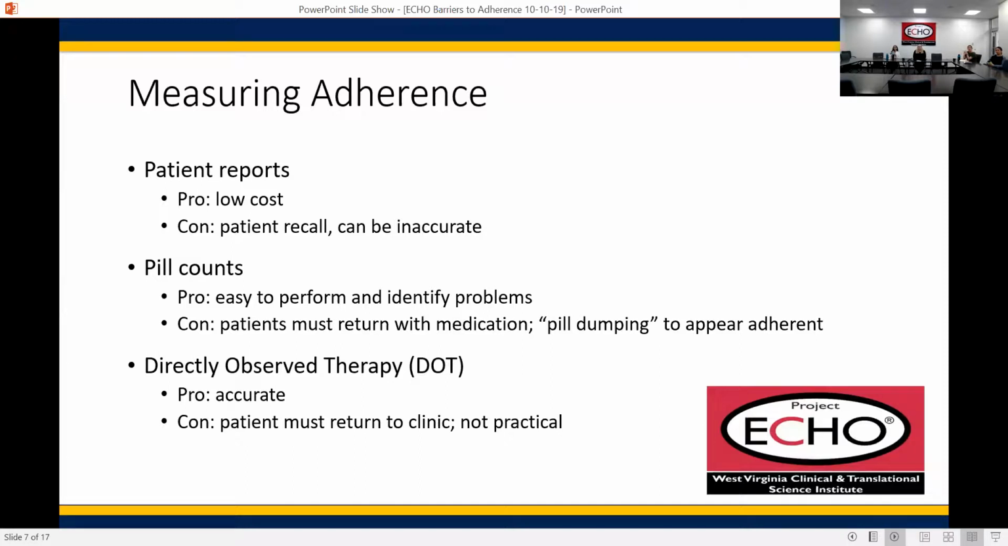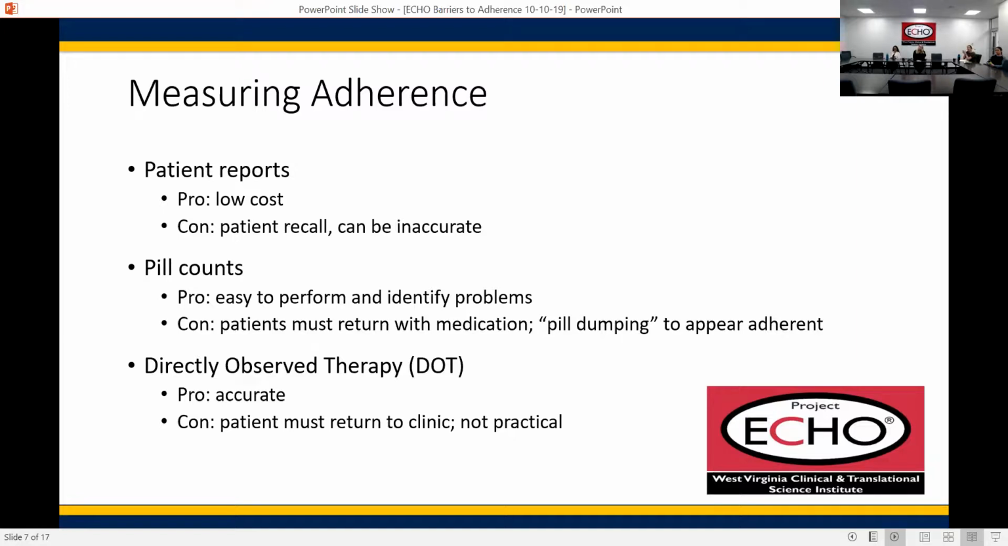They're going to remember something more recently if they've missed a dose in the last week or 2, but that doesn't help you if you haven't seen them in 3 months and they don't remember over the long term. Patients also don't want to let their providers down, so they might fib a little bit about how adherent they are to their regimen, so it's not the most accurate. Something else you can do is pill counts. Again, this one's really easy to do, and you can identify adherence issues doing this.